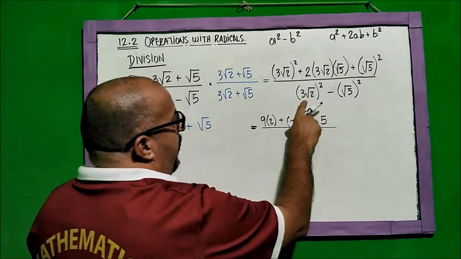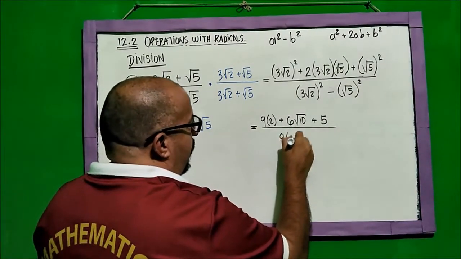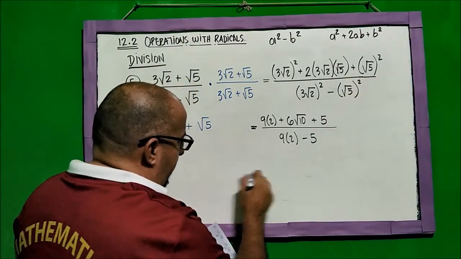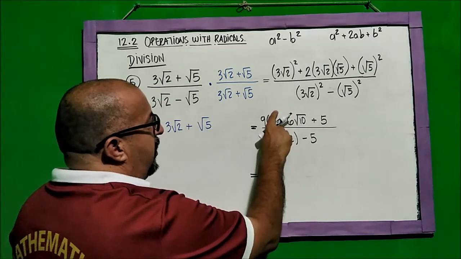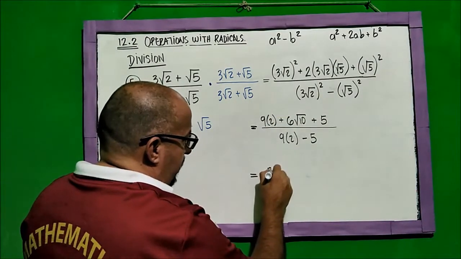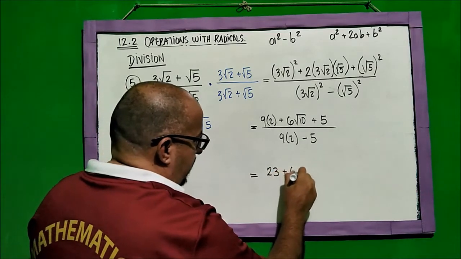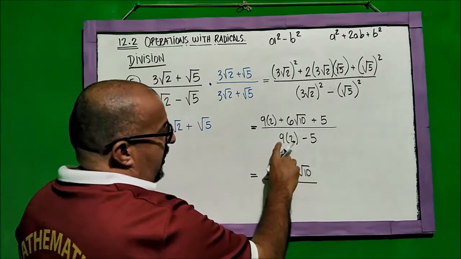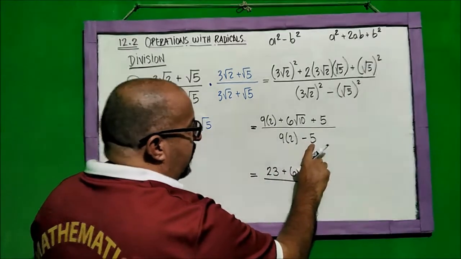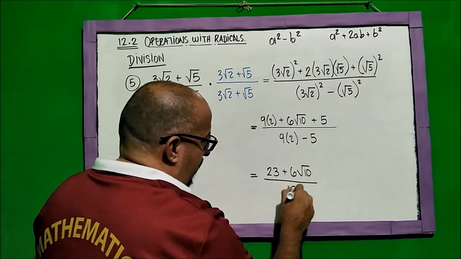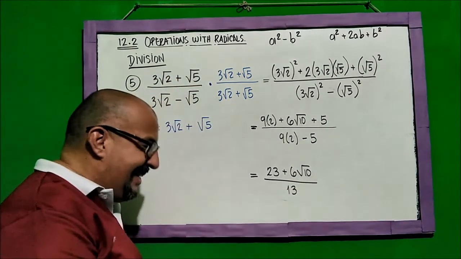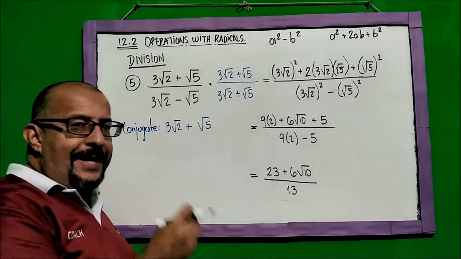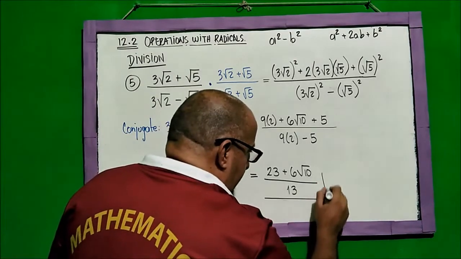On the bottom, we have 9 times 2 minus 5. And if we keep on simplifying, 9 times 2 is 18, and 18 plus 5 is 23, plus 6 square root of 10. And on the bottom, what we have is 9 times 2, which is 18, and 18 minus 5 becomes 13. And if you see, what we have is an algebraic expression that is completely simplified and written in simplest radical form. That is the final answer.